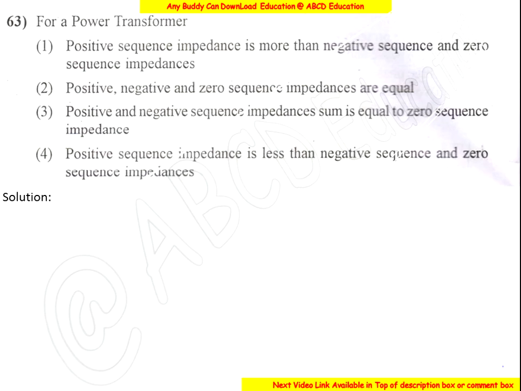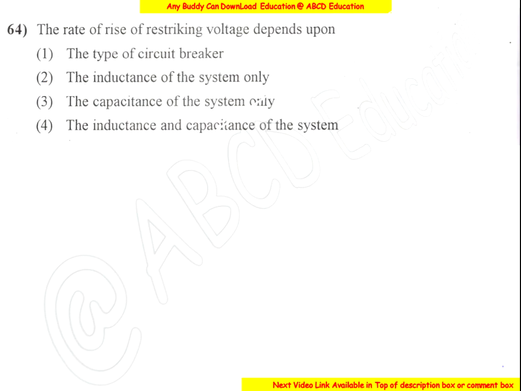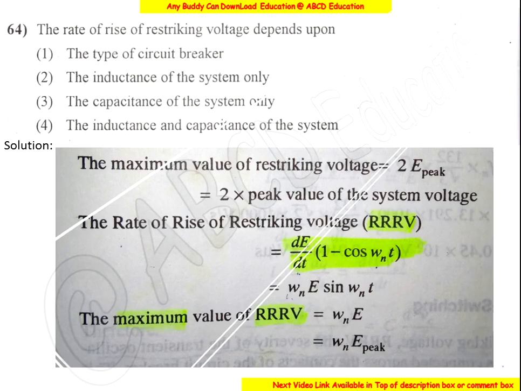Okay, now come to question number 64. The rate of rise of restriking voltage depends upon, these are the options. Now come to the solution. We know that the maximum value of restriking voltage is 2 times E peak, and this rate of rise of restriking voltage is also known as RRRV. So by differentiating the voltage E, we get this.